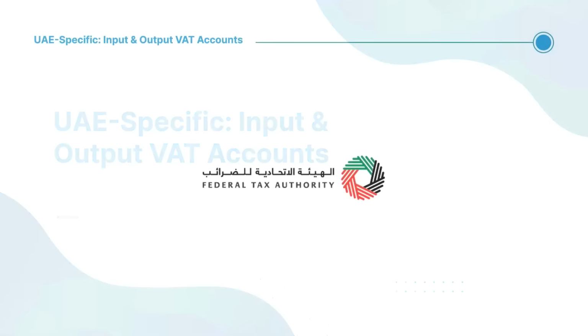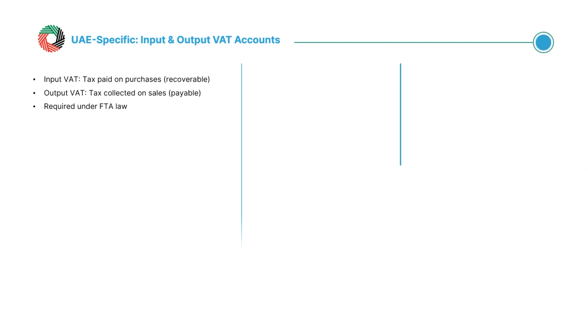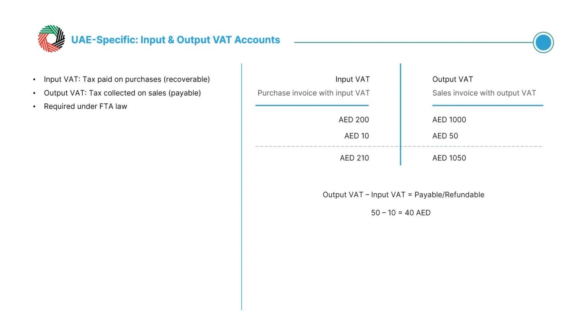In the UAE, VAT must be tracked through 2 separate accounts. Input VAT is the tax you pay on purchases, which is usually recoverable from the FTA. Output VAT is the tax you charge customers when selling goods or services, which you must remit to the FTA. For example, when buying office supplies worth 200 dirhams, plus VAT, you record input VAT of 10 dirhams. When selling goods worth 1,000 dirhams plus VAT, you record output VAT of 50 dirhams. At the end of the VAT period, the difference is either paid to or reclaimed from the FTA. Keeping these accounts separate ensures your VAT return is accurate and avoids compliance penalties.